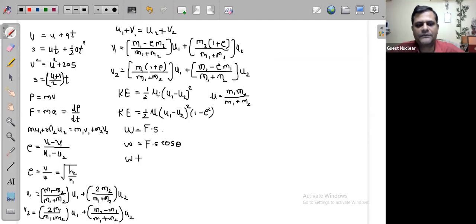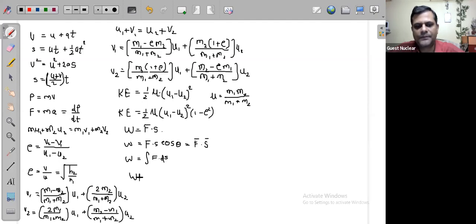Then again, suppose we have a force which is variable, then in this case, the work done can be found to be simply the integration of F into dx. This can also be written as F bar dot S bar in vector form.